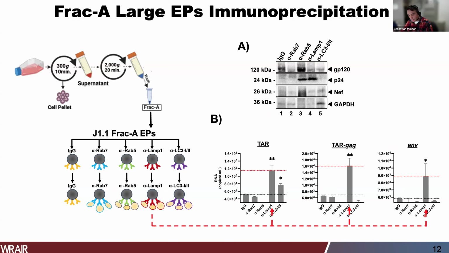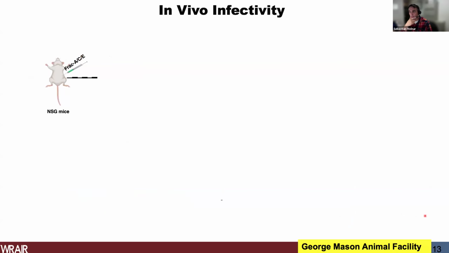So thus far, we have 3 different fractions that contain the majority of the virus: the very large one, fraction A; the medium-sized fraction C, which is about 130 nanometers; and the very small one, fraction E, which is less than 50 nanometers. So next, we asked the question, what is the in vivo infectivity of this virus?